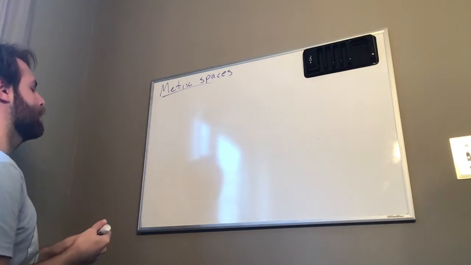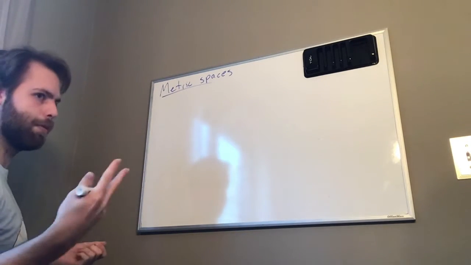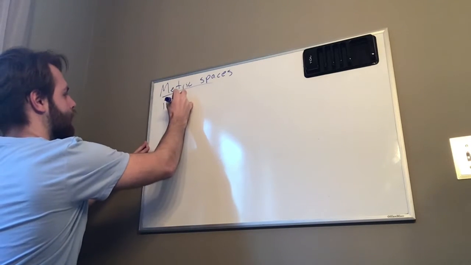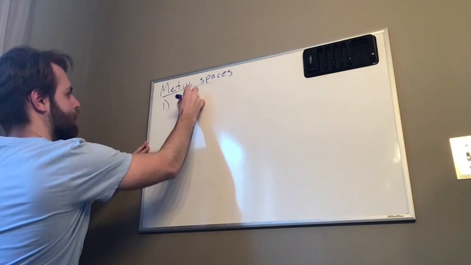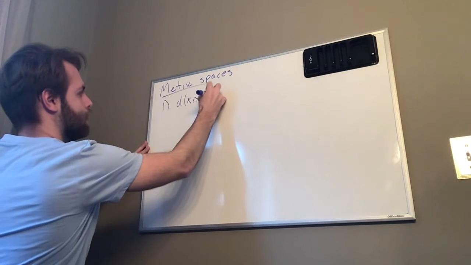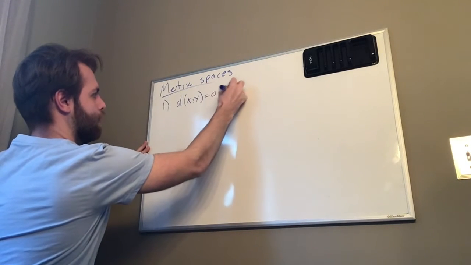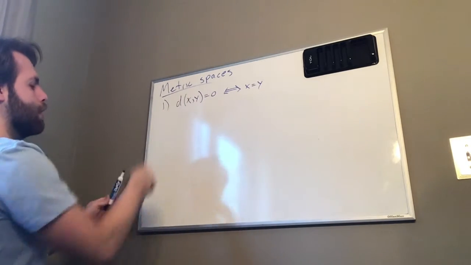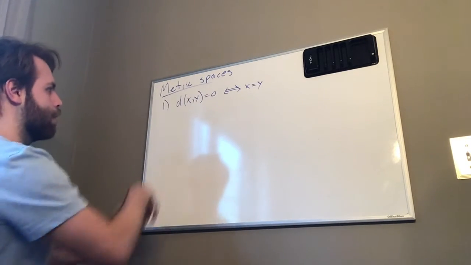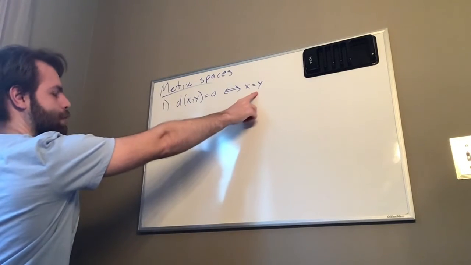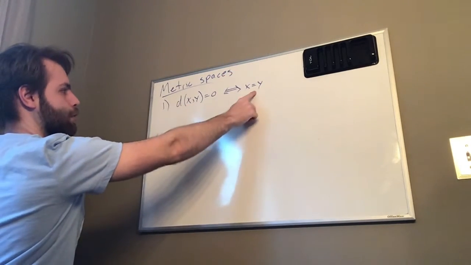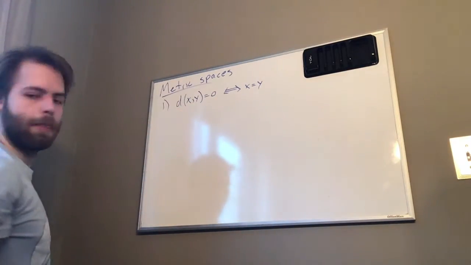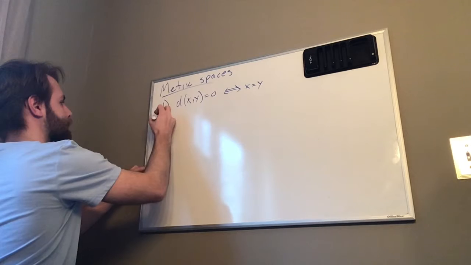Okay, so metric spaces need to satisfy 3 properties. The first property is that the distance from x to y is equal to 0 if and only if x is equal to y. So that double arrow just means that if I know that this is true, then this also has to be true. And if I know this is true, then this also has to be true. Yeah. The implication works both ways.